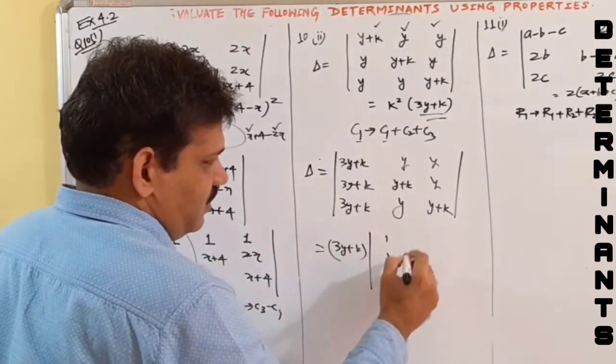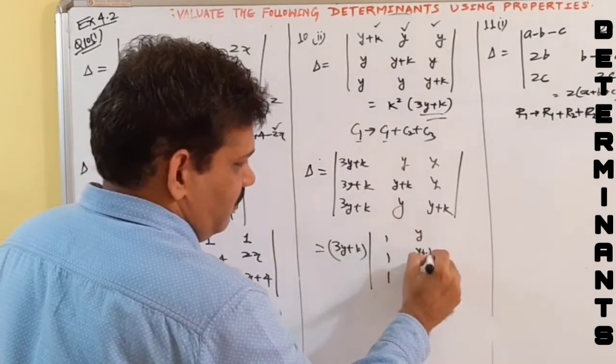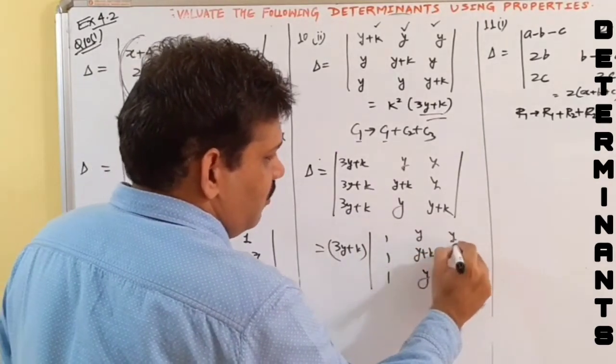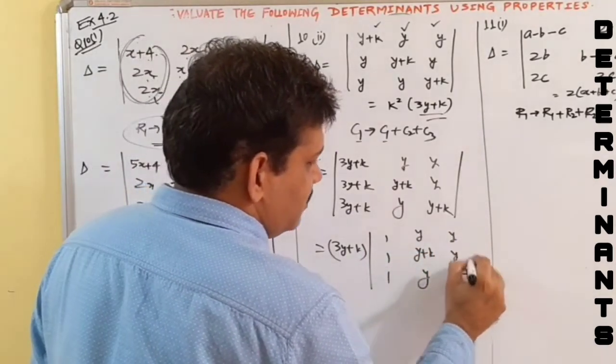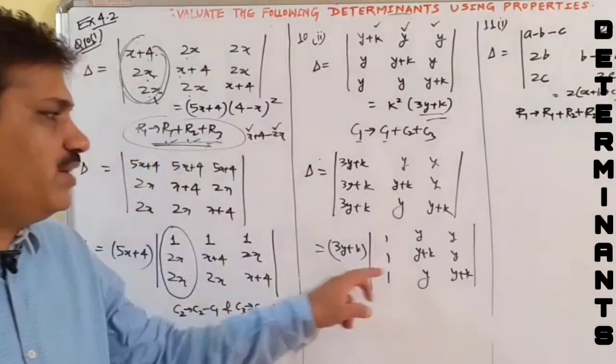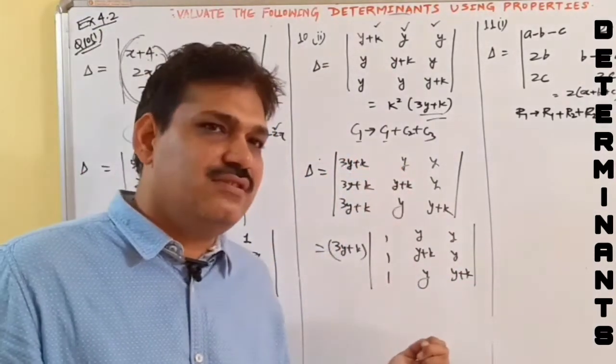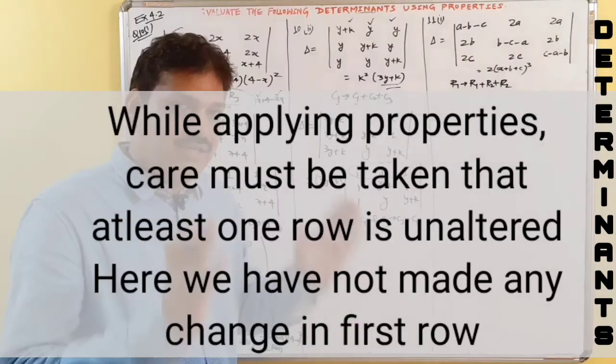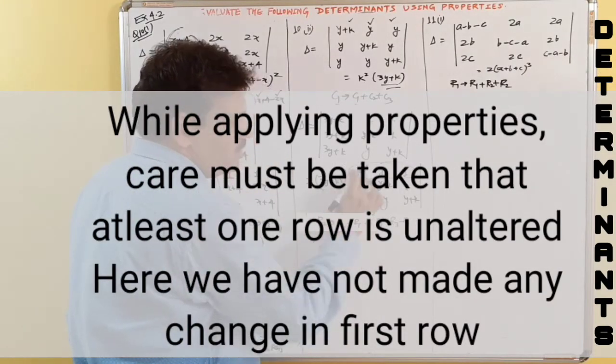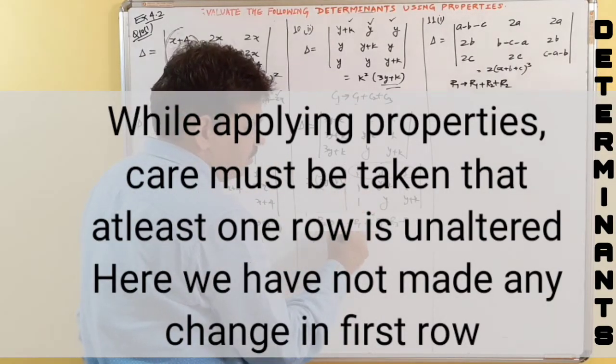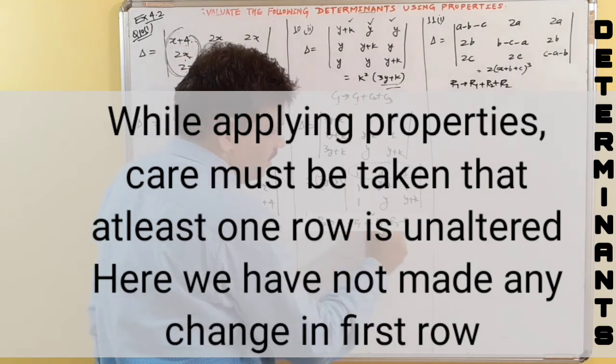So 1, 1, 1, y plus k, y plus k. What you will do? Simply you will make 2 zeros. We get all ones in this column. So care must be taken that at least one row remains unaltered, and with the help of this row we make 2 zeros, while applying the transformations.